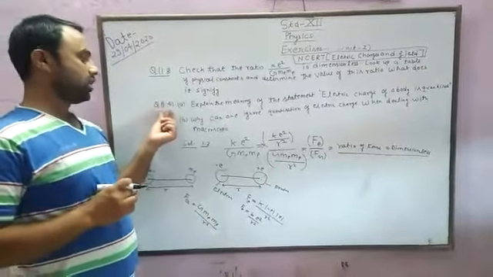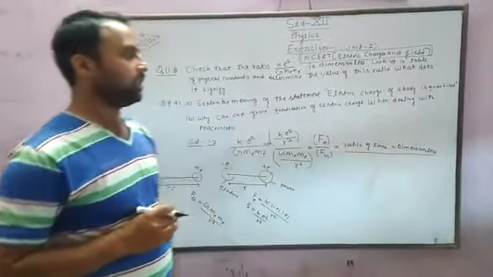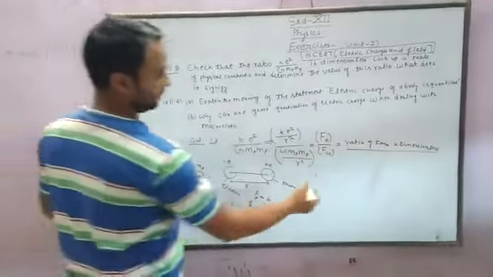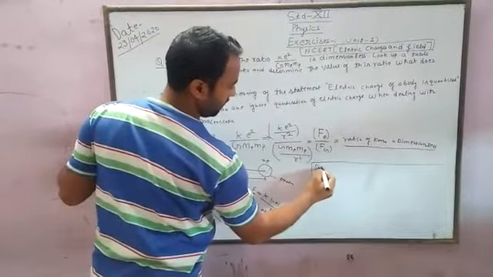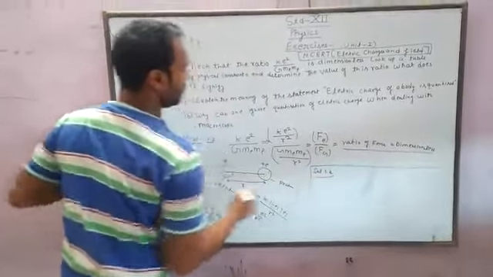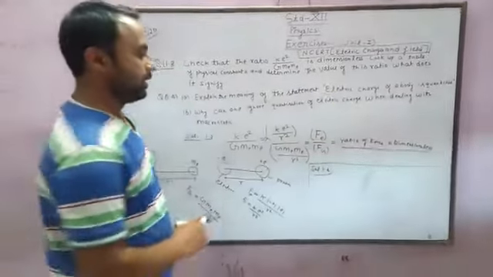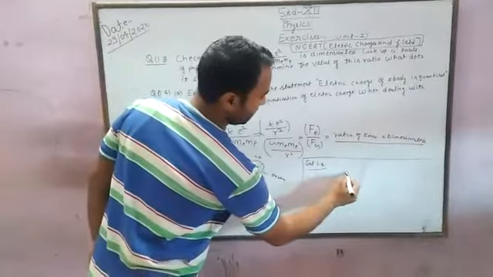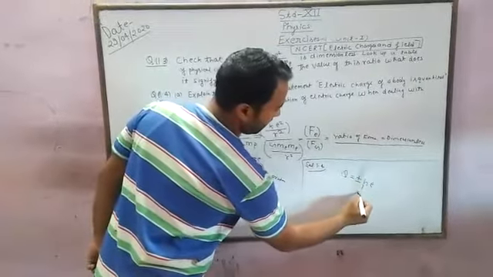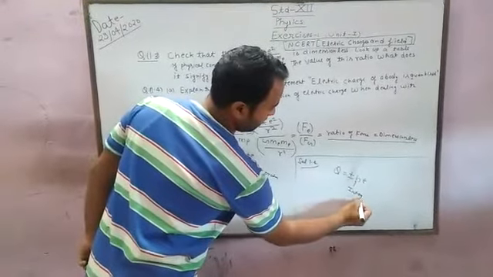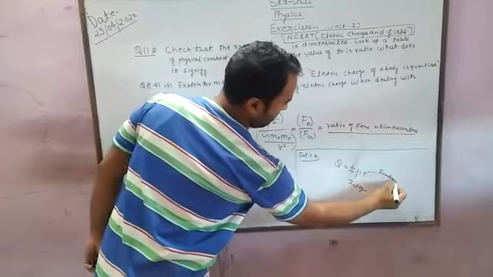Now we are discussing question number 1.4. Explain the meaning of the statement: electric charge of a body is quantized. Now, solution of 1.4. We have already explained this in the theory part. Every conductor transfers charge of plus or minus ne, where n is an integer. This is the fundamental charge.